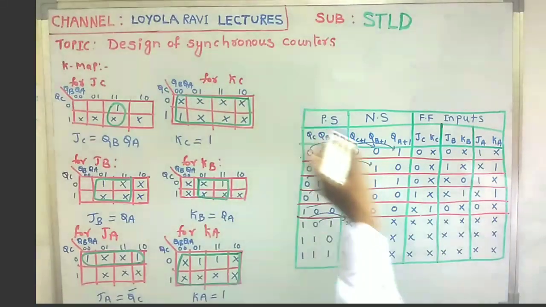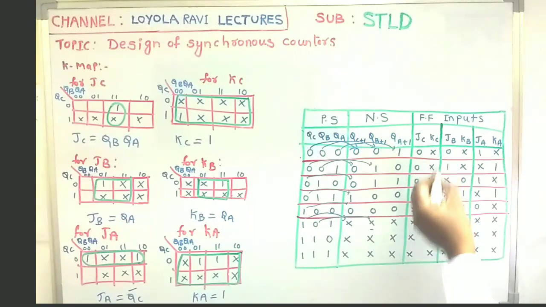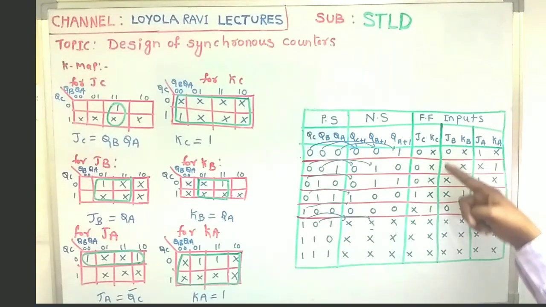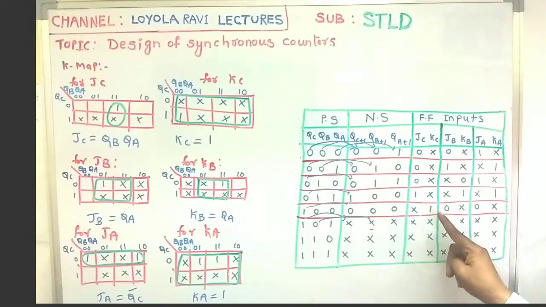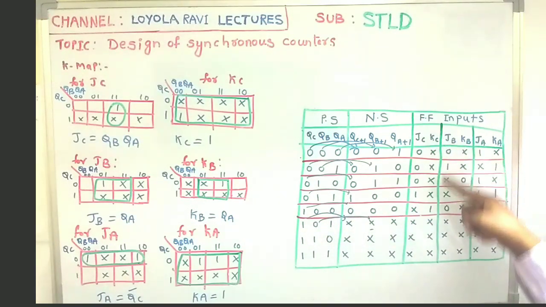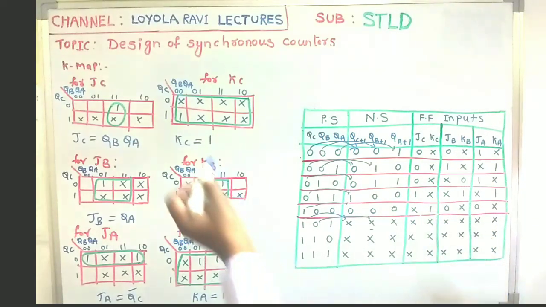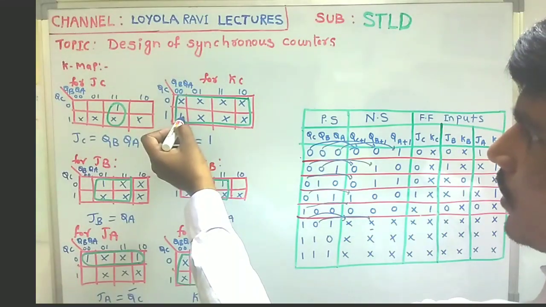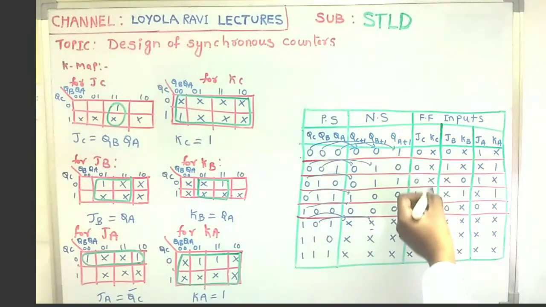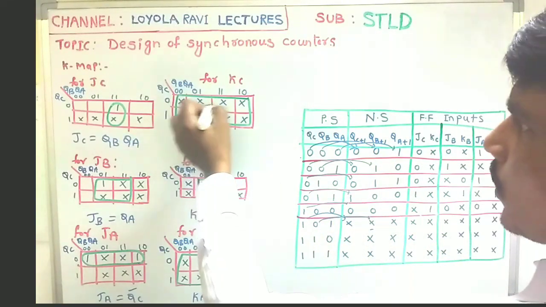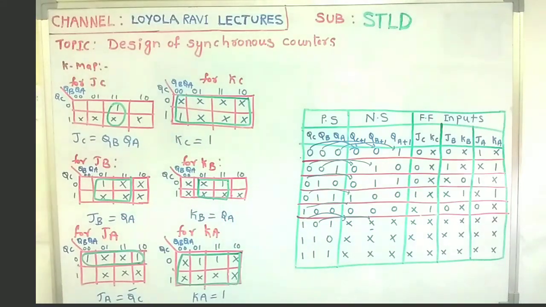For KC, again observe this. What are the corresponding outputs? In all combinations we got ones and don't cares, so all of those we have to write. First place the ones. At 4, 1, 0, 0, we are getting 1. KC is 1 for 1, 0, 0. In all the remaining cases, except this case, the outputs are don't care. So all don't cares I placed.